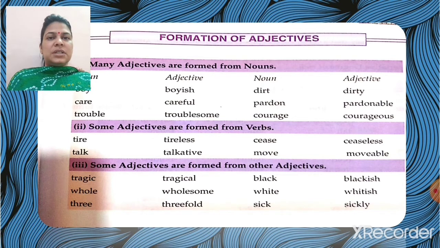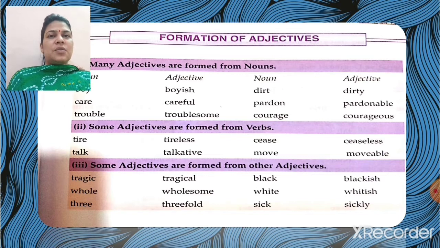Changing these to adjectives, tire changes into tireless. He is a tireless person. He never gets tired. He is a talkative person. His work is ceaseless, or he is, that would become an adverb. So this work is ceaseless, or this is a ceaseless work. This is a movable joint. What kind of a joint it is? Movable joint. Let us see how one adjective can also be transformed into another.